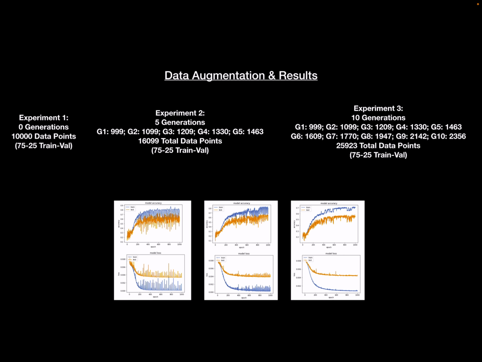So these are some results in data augmentation. The first experiment was 0 generation: 10,000 data points I generated in Blender, and I just used them directly. For experiment 2, I used 5 generations, and for each generation I kept getting new offspring. The first one had like 1,000 new offspring, the next one 1,099, then 1,209. So I got more data points, and I put them all together, which was 16,000, split it 75, 25, and trained it. Again, in experiment 3, it kept going up. You can see the numbers on the slide. The last generation produced 2,300 new data points, and in total it went up to 25,000 data points. Again, I split it 75, 25, and trained it.